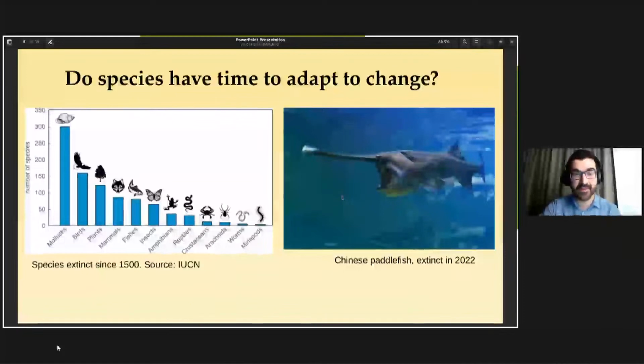And this is a plot of species. How many species have gone extinct since 1500? Most likely the number is much, much higher, but these are the ones that have been discovered. This is an example of one species that just went extinct last year. The idea is to study and conserve as many species as possible, also the genetic diversity and the evolutionary units of conservation, so to say, and try to avoid events like this happening in the future.